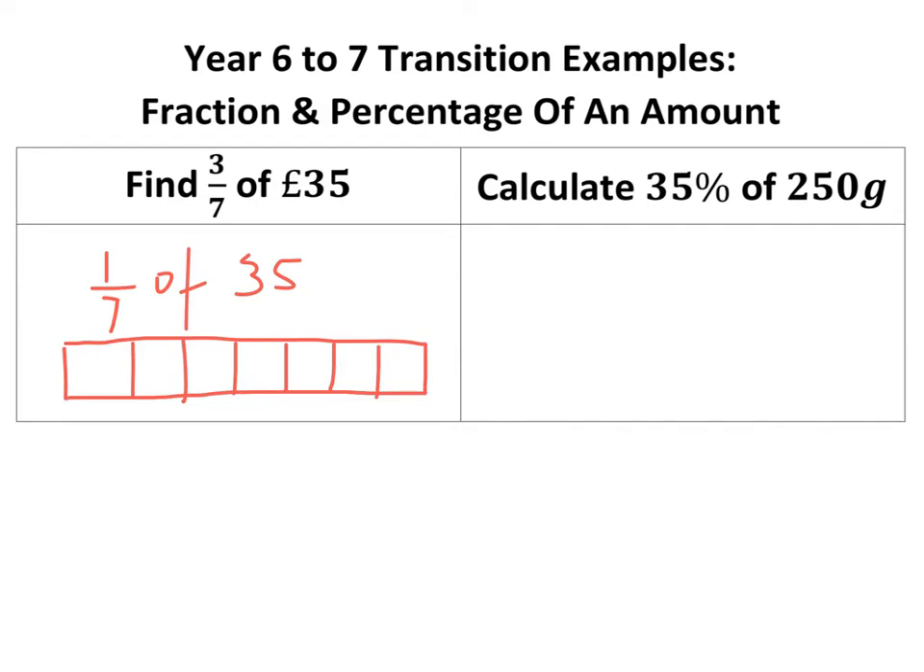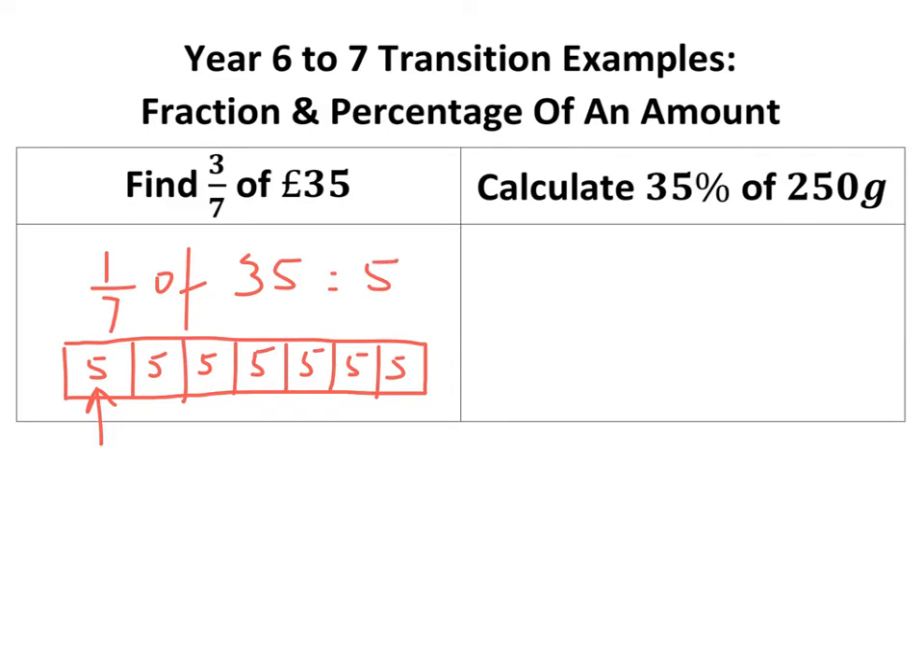And I need to make it a 35, so I've got to split them all up, and I know that some of you will just know that if I did 35 divided by 7, I would get 5. But essentially, one of those is 5.